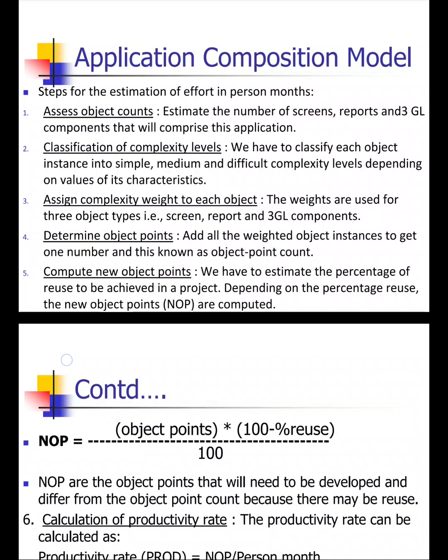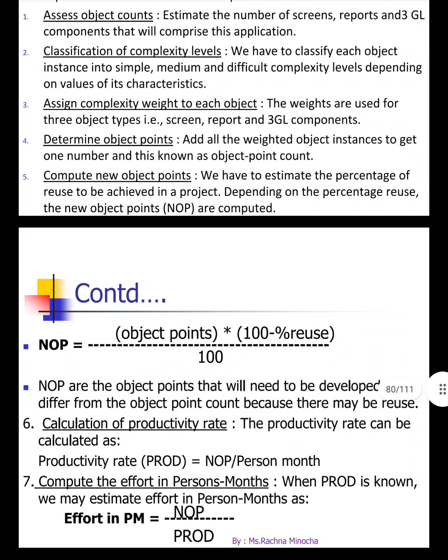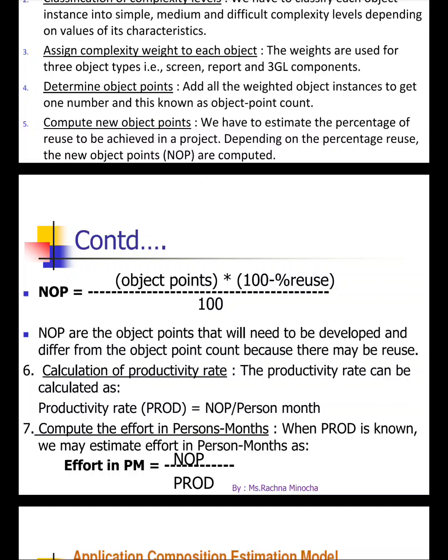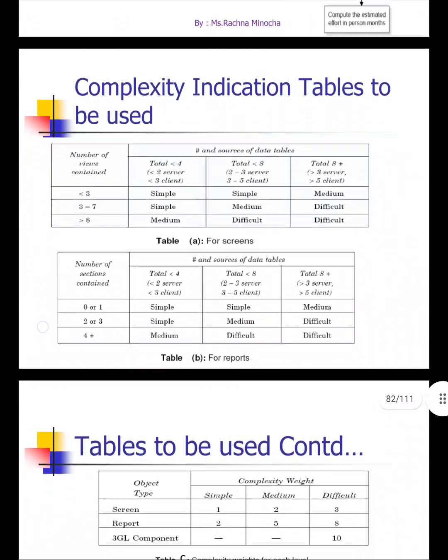First is assessing the object count, where we will be given a number of screens, reports, and components that comprise the application, and then a table that shows their difficulty level: simple, medium, and difficult. Then there will be weights assigned to each of the objects, and we have to calculate the object points. For that we add all the weighted object instances, and then we compute the new object points. All this can be understood by looking at these values.